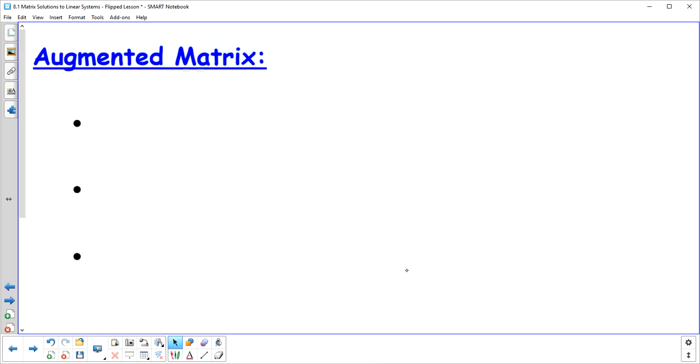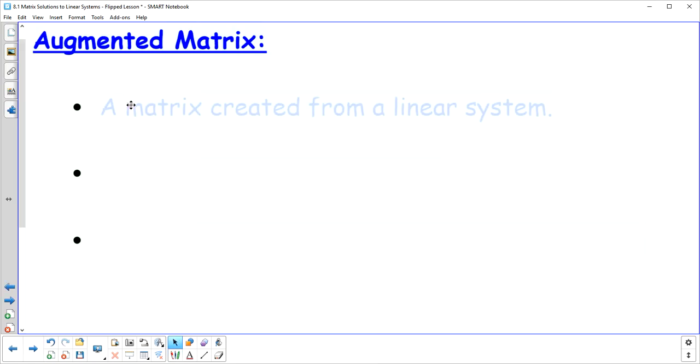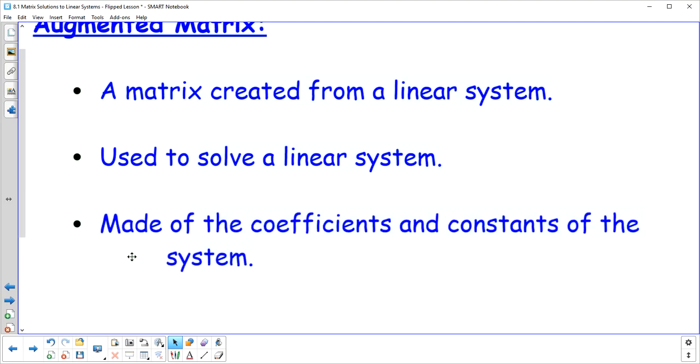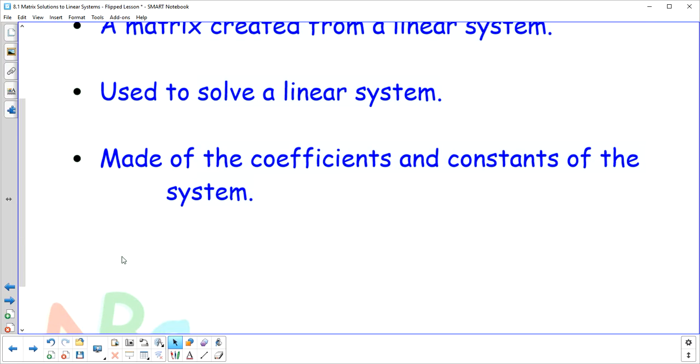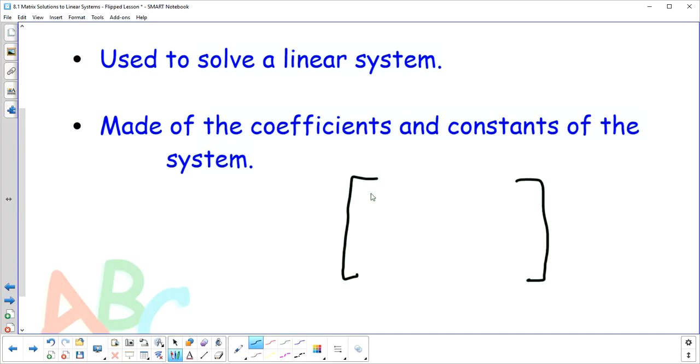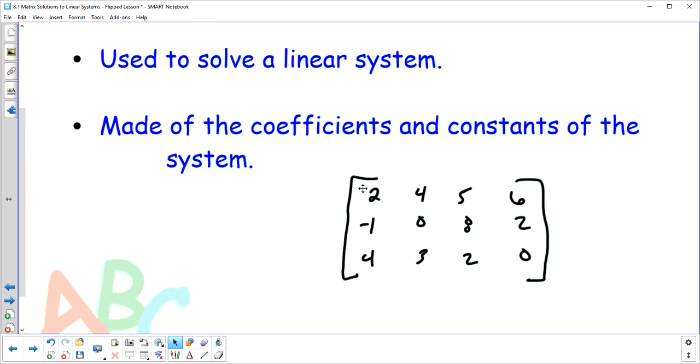Okay, so to start, what an augmented matrix means is we're going to create a matrix from a linear system, and we're going to use that to solve the system, and it's made of the coefficients and the constants of the systems. So a matrix is going to be some set of numbers that we put in brackets like that. So we could have 2, 4, 5, 6, -1, 0, 8, 2, 4, 3, 2, and 0. And this would be what's called a matrix.